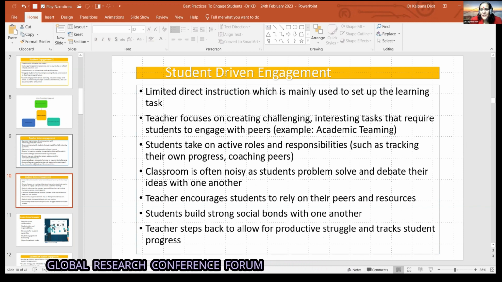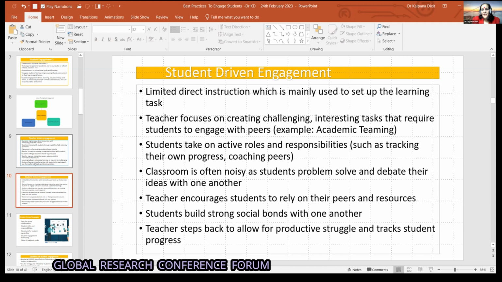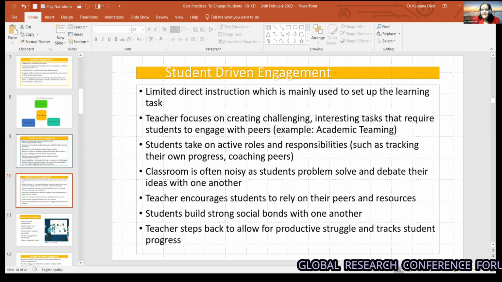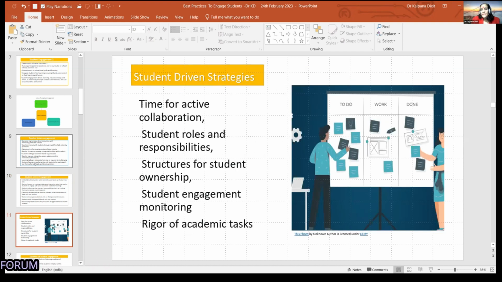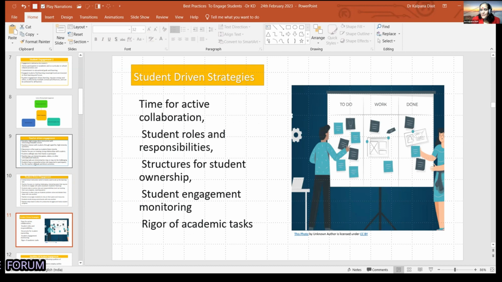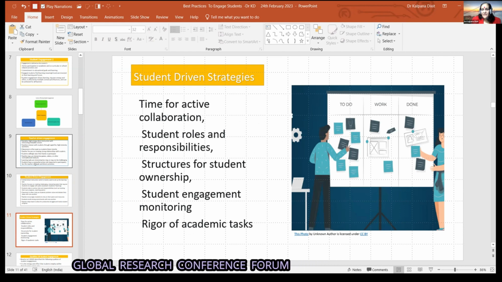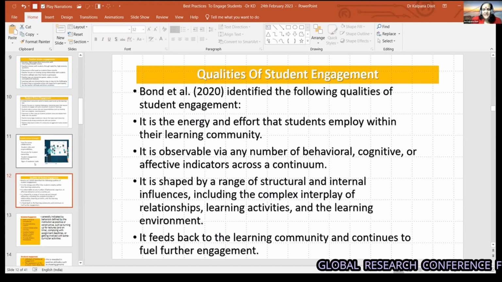The teacher has to initiate different tasks in the classroom, in different forms of teaching, learning, and instruction methods, so that a student will take active participation in those activities and will surely engage and give positive outcomes of that instruction and teaching. Student-driven strategies, time for active collaboration, student roles and responsibilities, structure for students' ownership, student engagement and monitoring, rigor of academic tasks. All these strategies can also work for a perfect engagement in the classroom.